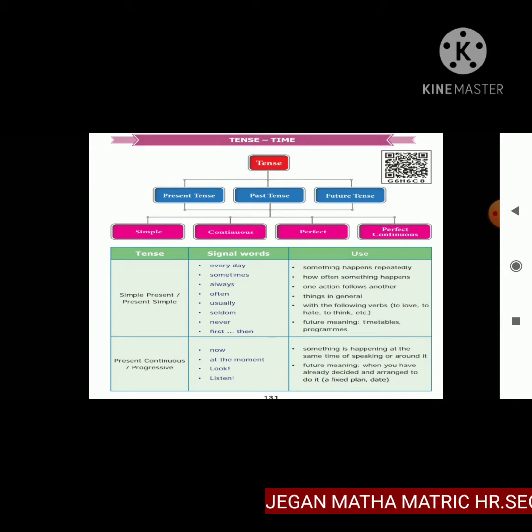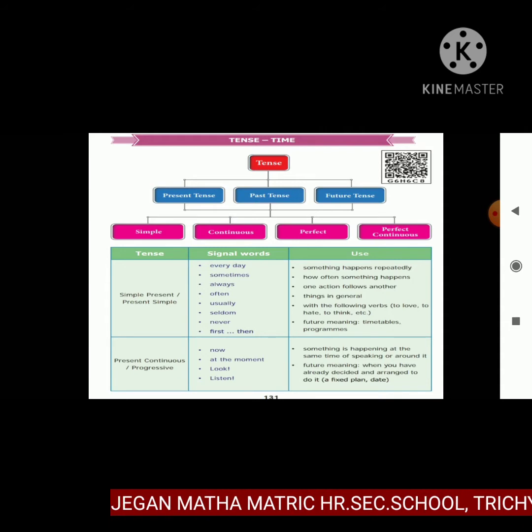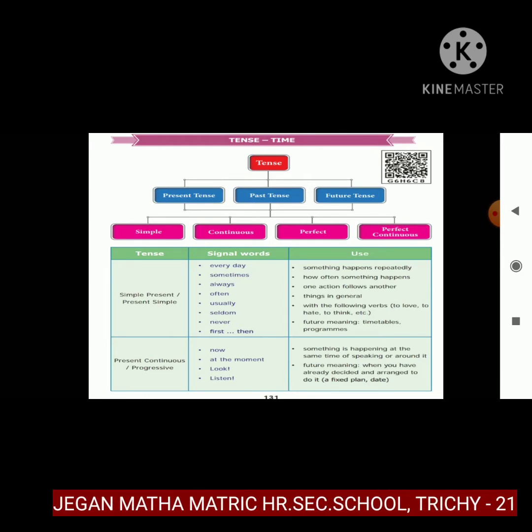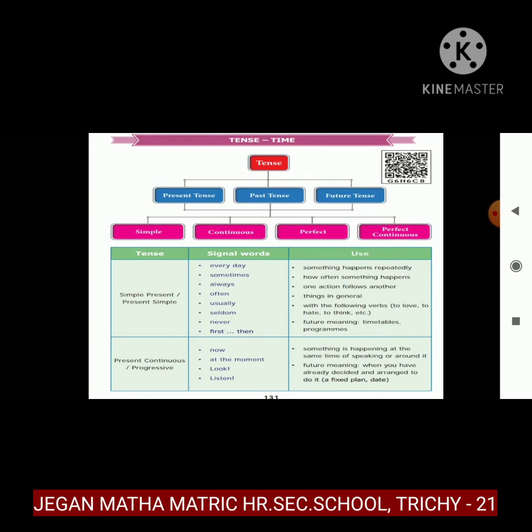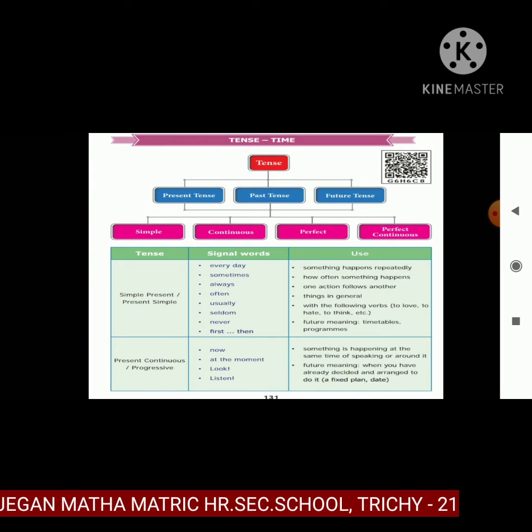Okay, just the tense forms. Simple present, signal words here: every day, sometimes, always, often, usually, seldom, never, first, then. So this is simple present. Otherwise, present simple also we can use. Something happens repeatedly: how often something happens, one action follows another, things in general, with the following verbs: to love, to hate, to think, etc. Future meaning: timetables, programs. We can use simple present.